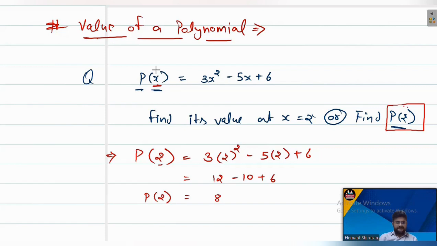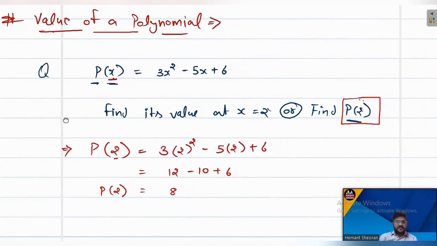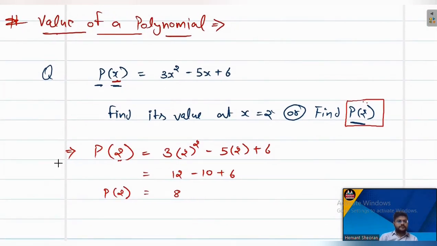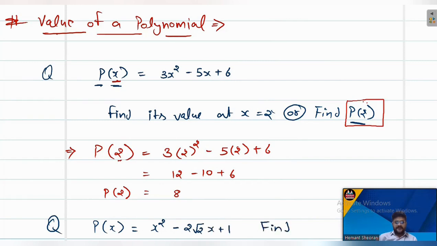Okay, if you want to note it down, just be quick. Then there is a next question that we have. Or you can just directly jump to the next question. Let's say this time the polynomial in x is given to you as x square minus 2 root 2x plus 1, and then they're asking find p of 2 root 2. So how are we going to solve it?